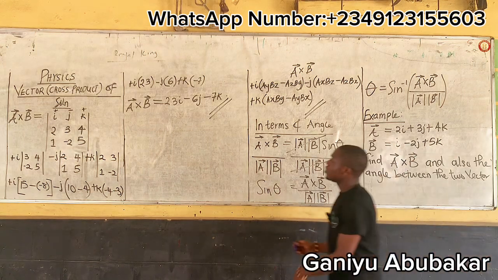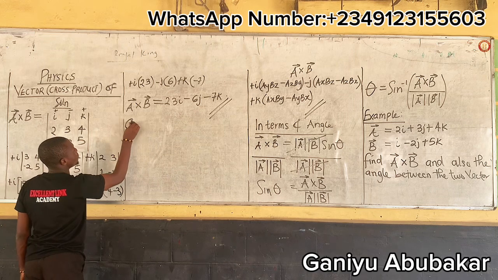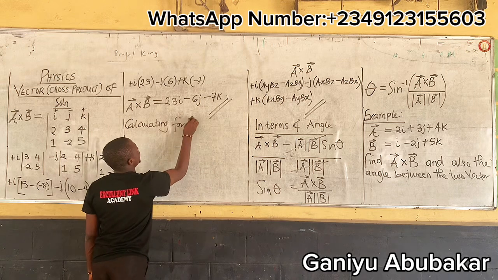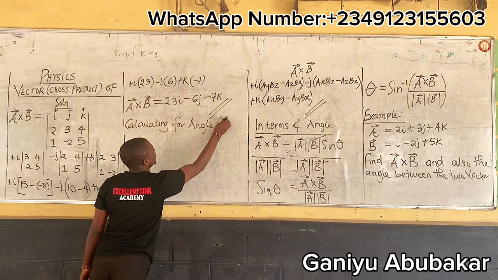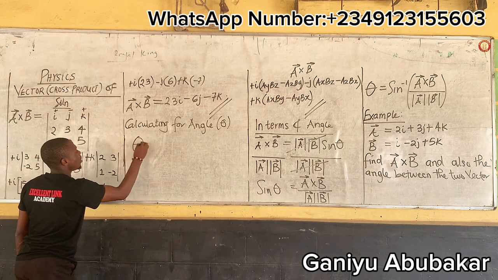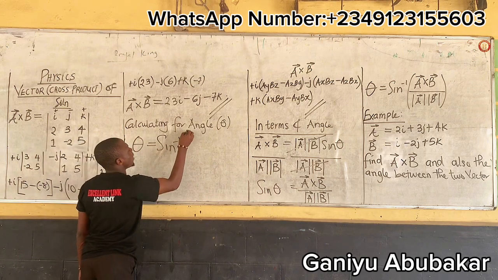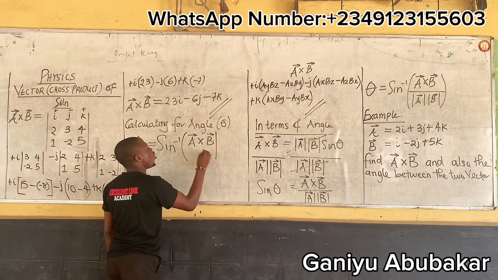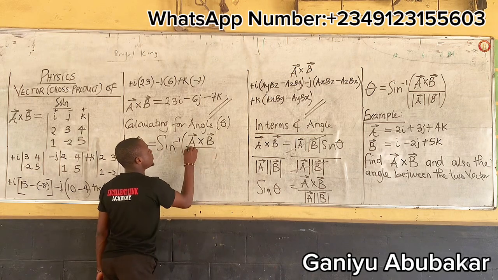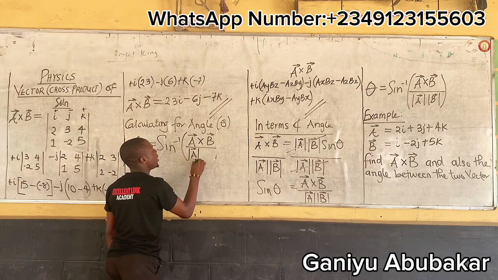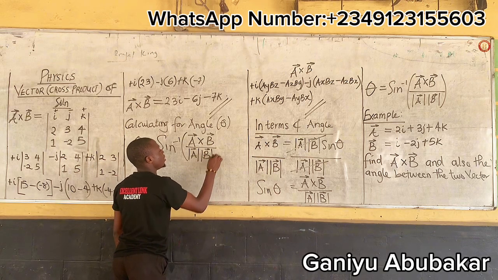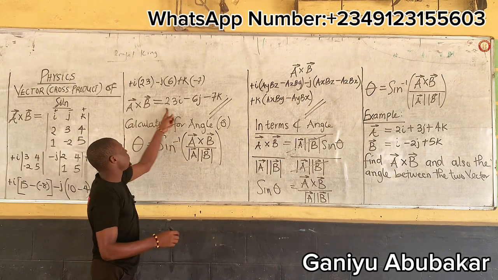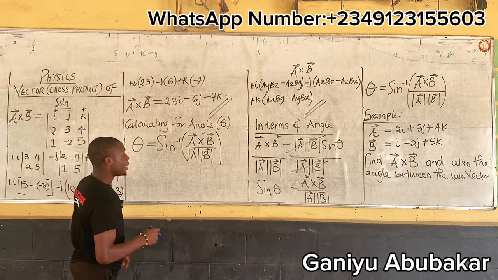It's easy. So, calculating for the angle theta. What do we know? Theta is equal to the sine inverse of the magnitude of the cross product of the two vectors A and B, all over the magnitude of vector A times the magnitude of vector B. We have gotten the cross product already. Let's now get the magnitudes of A and B.